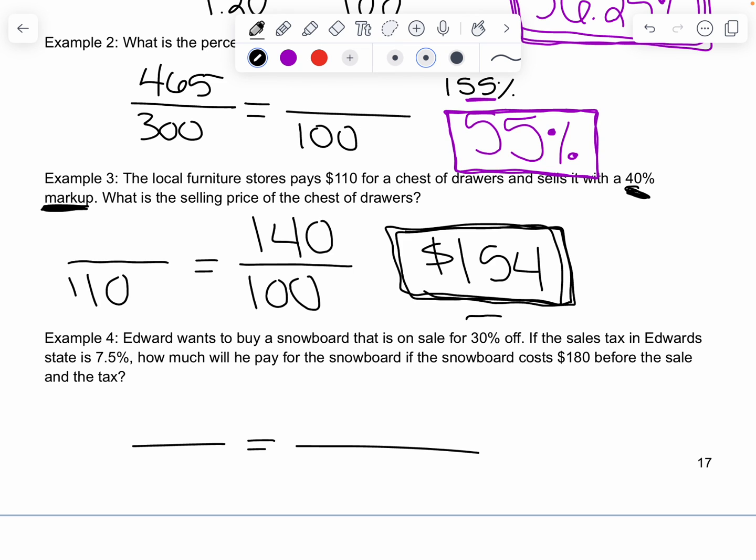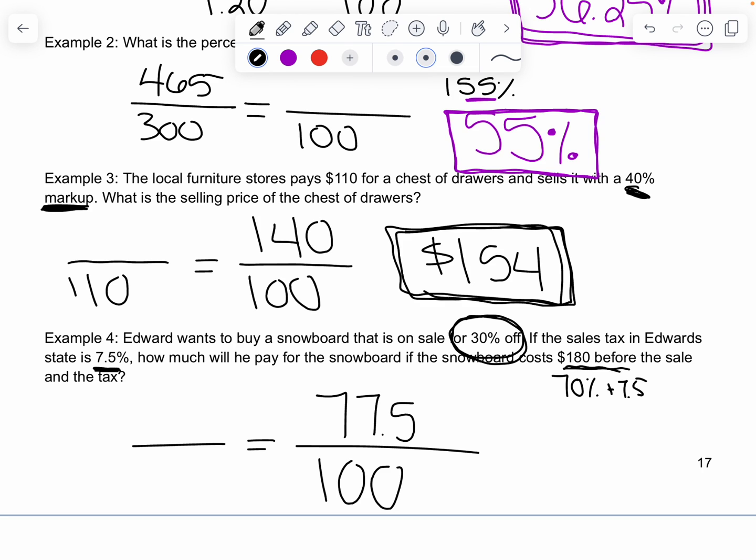Normally we pay 100% for items, but if it's 30% off, now we're going to be paying 70%. But we have tax, so plus 7.5. So 70 plus 7.5 is going to be 77.5 as our percent. We always put 100 on the bottom. And it says how much would he pay if the snowboard costs $180 before. So that's going to go on the bottom.